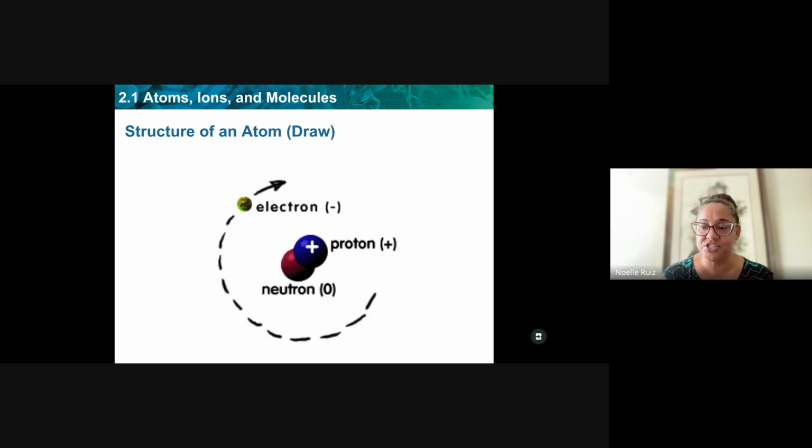This is the structure of an atom. And like I said in the beginning, there are some slides that I am going to want you to draw. And this is one of them. That's why it says structure of an atom. And then, yes, I want you to draw this picture.